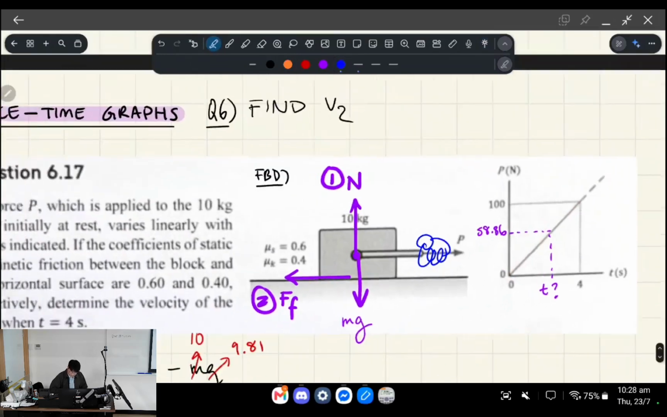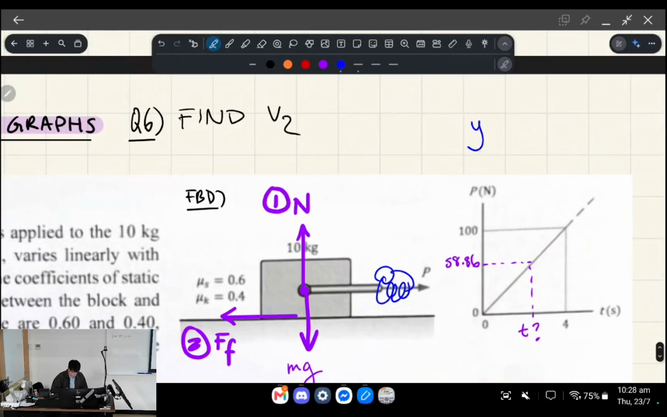So we can find that out using a straight line function, y equals mx plus b. The y-intercept b is 0, so we can just get rid of that part. What we're interested in is y equals mx, where the y-axis is P and the x-axis is t. So we're interested in the gradient m.